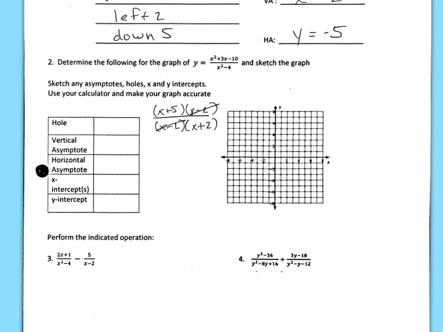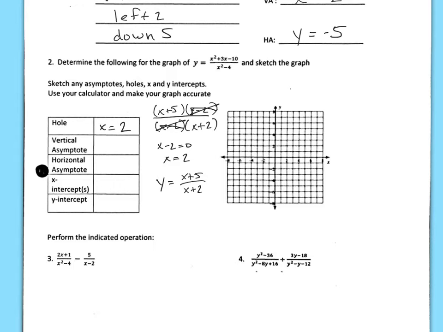Ooh, looks like we do have a hole. So you set that factor equal to 0. We get x equals 2. So we have a hole at x equals 2. So you want to remove that. So we're going to graph this or put this in the calculator. We are now just looking at this, x plus 5 over x plus 2.